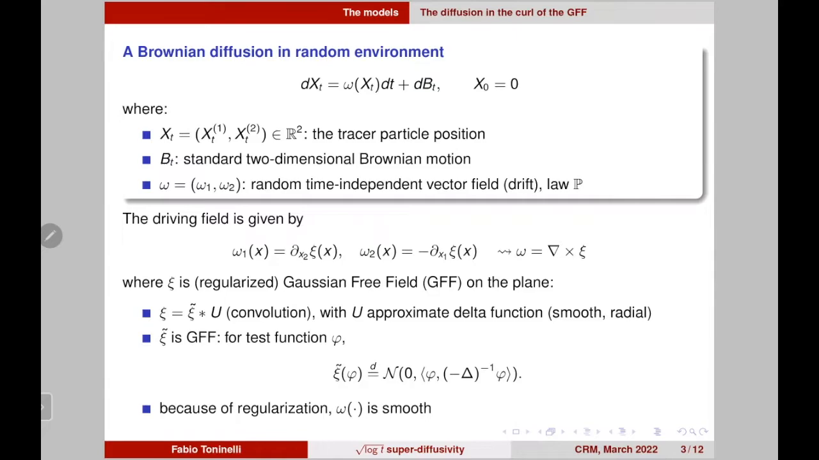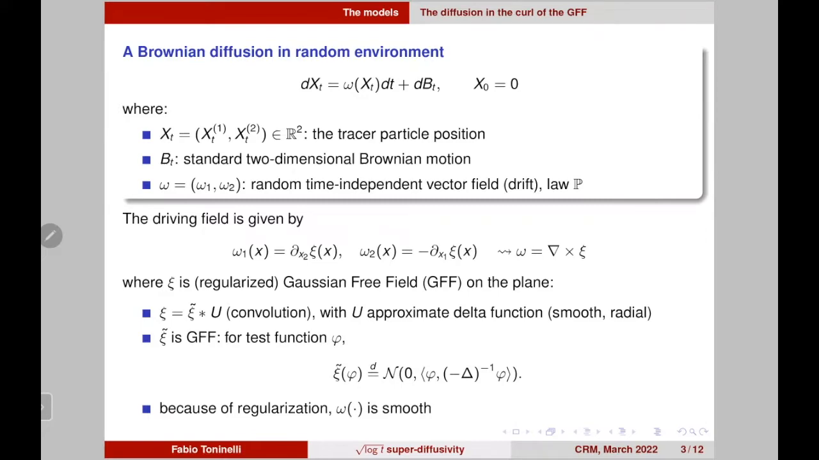And what is xi? Xi is a regularized version of the Gaussian free field on the plane. First you start with the Gaussian free field on the plane, let's call it xi tilde. This is a centered Gaussian distribution such that if you test it against a test function phi, then xi tilde of phi is simply a Gaussian random variable of average 0 and of variance the H^-1 norm of phi. This is the two-dimensional Gaussian free field. It is well known not to be a function; it's irregular.